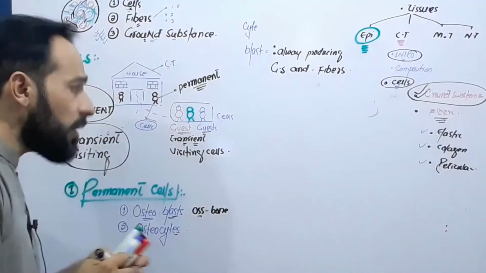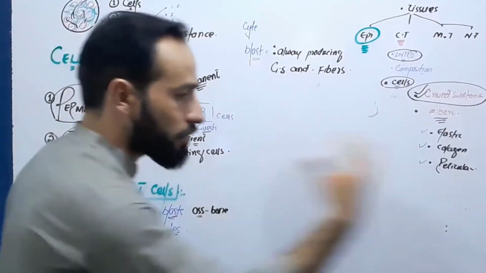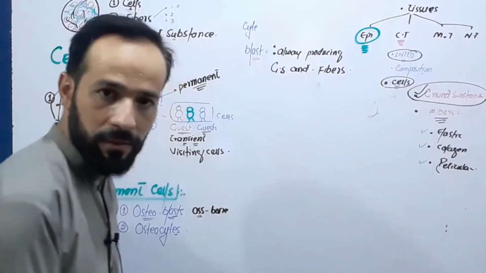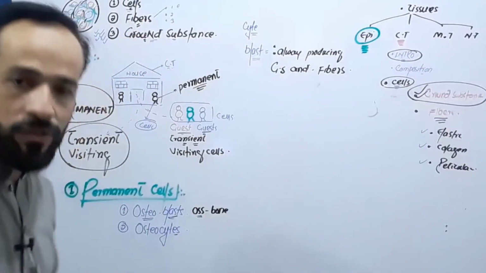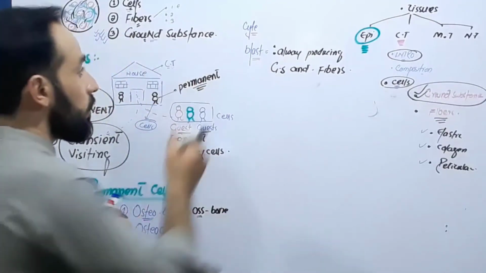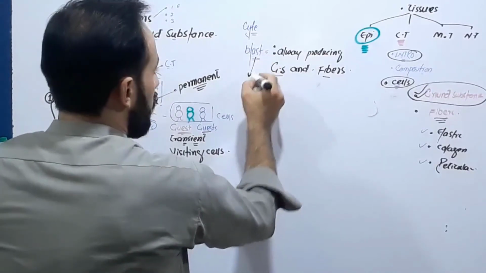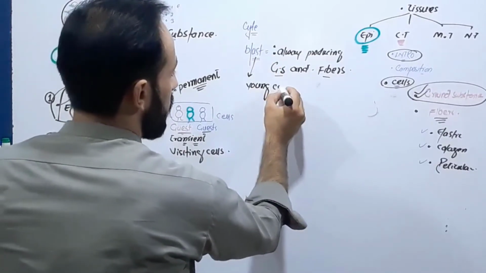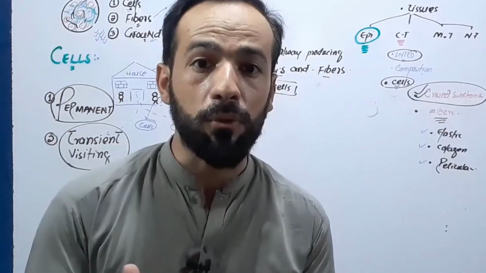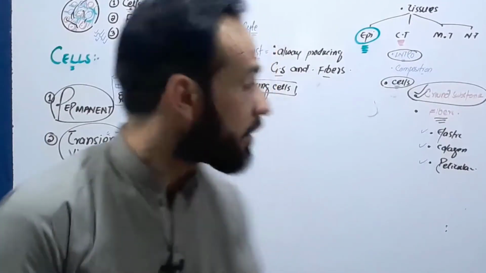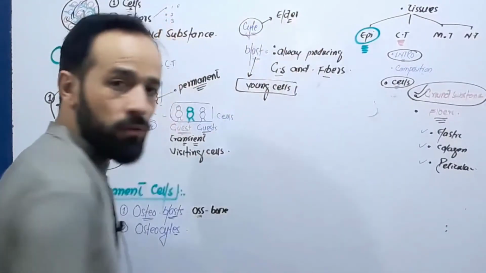Such type of cells anywhere in the body, the blast cells are the cells which can produce something, right? And the cytes are the cells which have lost the ability to produce these fibers and ground substance, right? So it means that they are the young cells. Who are the young cells? The blast cells are the young cells. They can produce anything, right? But the cytes are the elder cells. They are the elder people, you know.